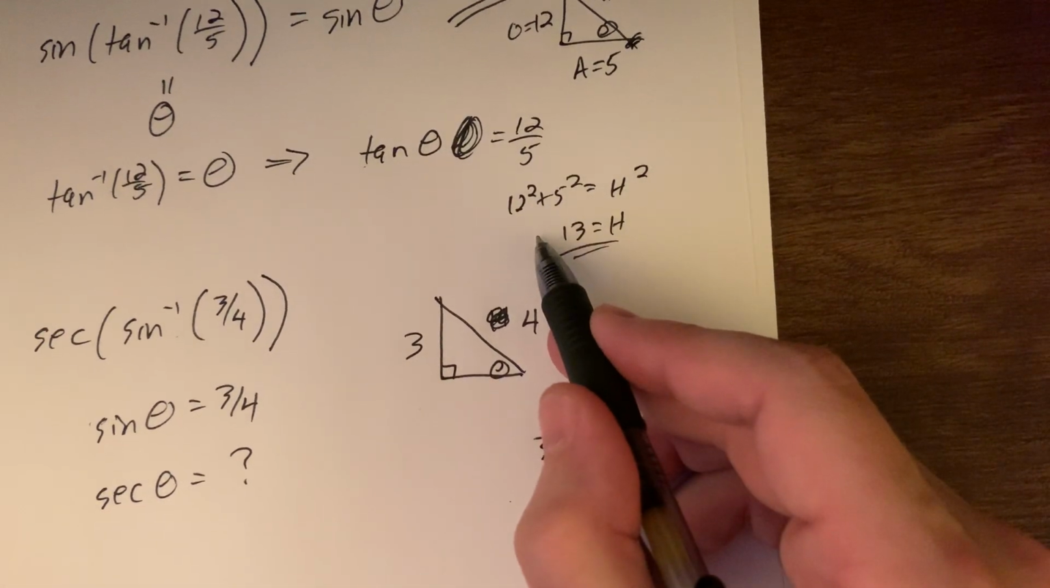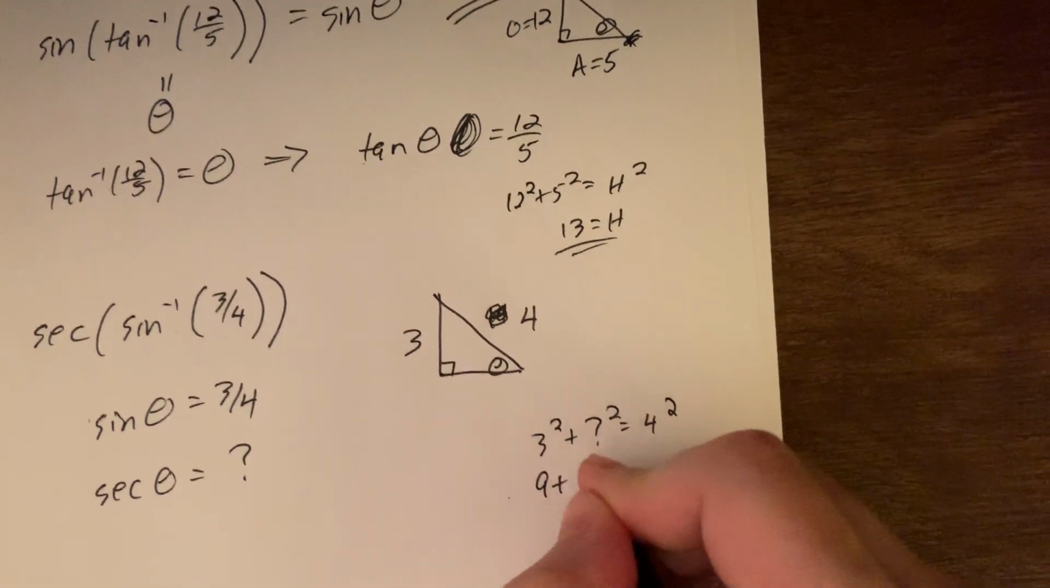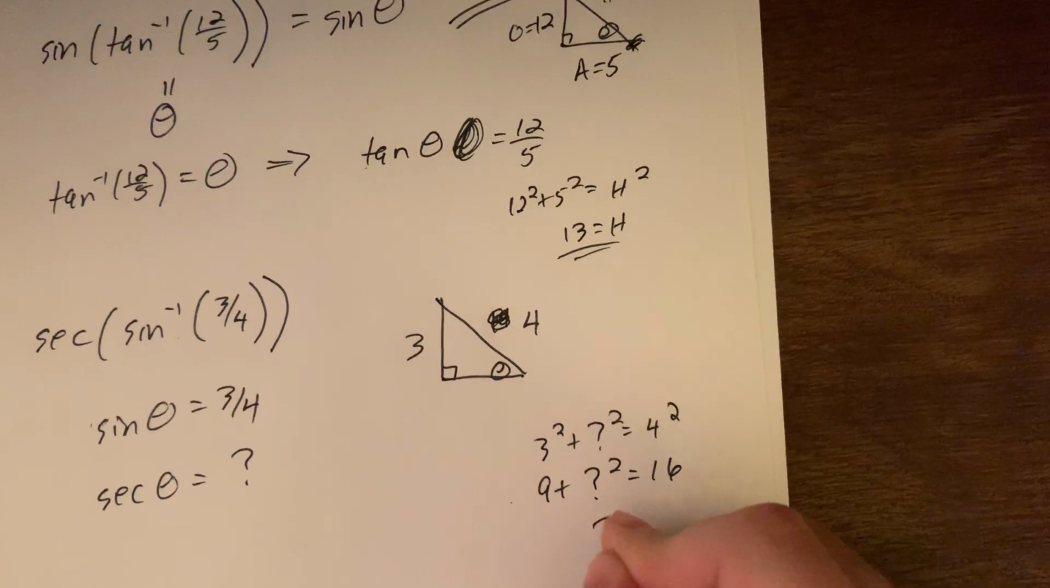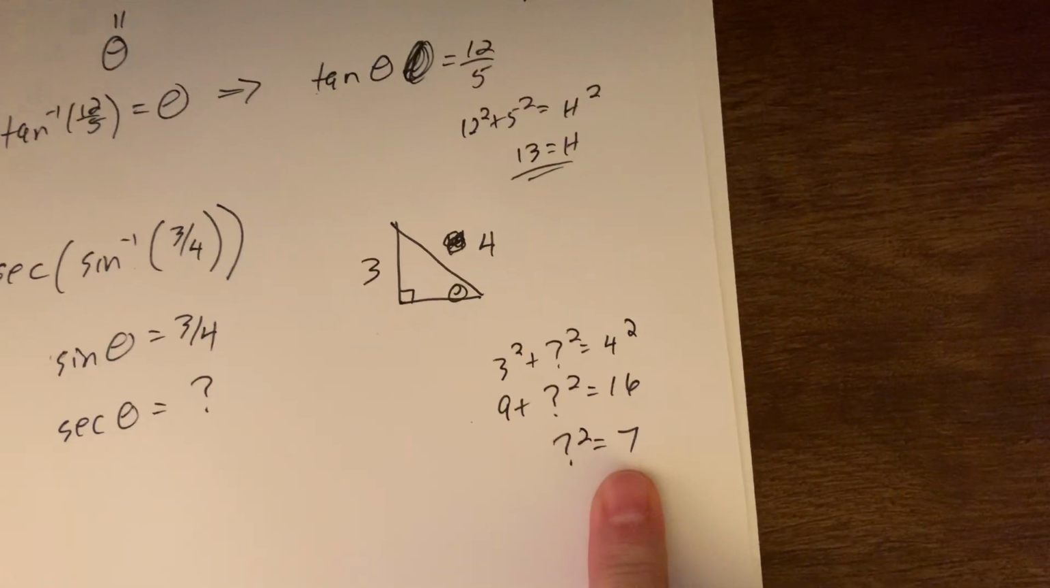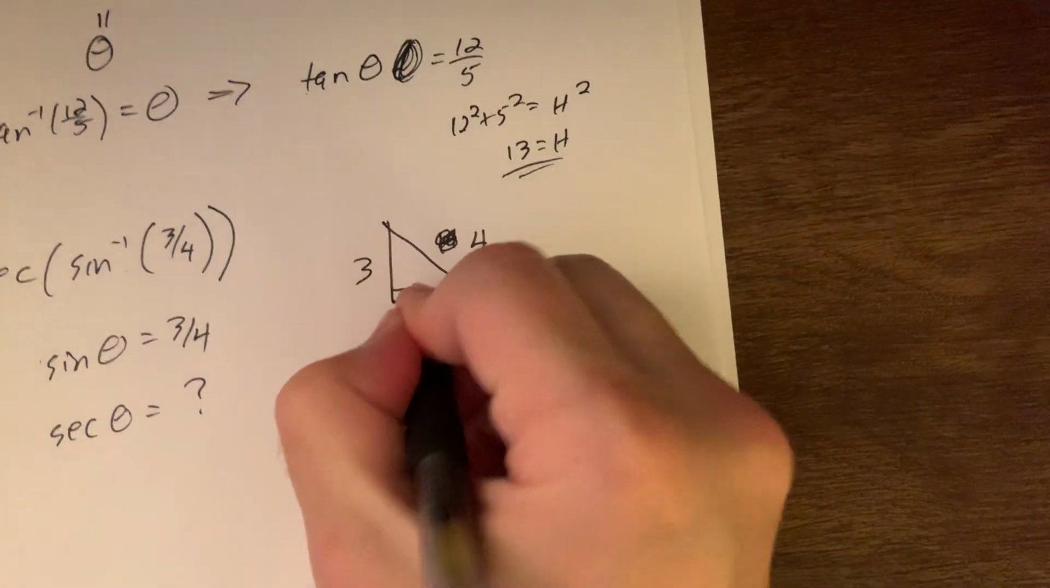Here you get a clean 169 is h squared. The square root of 169 is 13. Here we get 9 plus blank squared equals 16. So blank squared equals 7. We don't want our calculators here. We just want to leave that as the square root of 7.